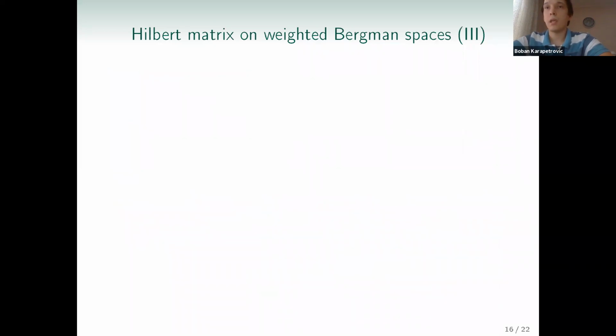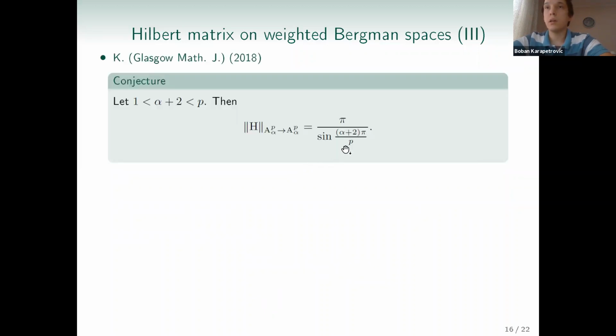And also, we proposed the conjecture that this quantity, pi over sine of (alpha plus 2) pi over p, is exactly the norm of the Hilbert matrix on this weighted Bergman space A^p_alpha in the whole range when p is greater than alpha plus 2. So we have that this quantity is a lower bound, and it is enough to prove that this quantity is also an upper bound for this norm.